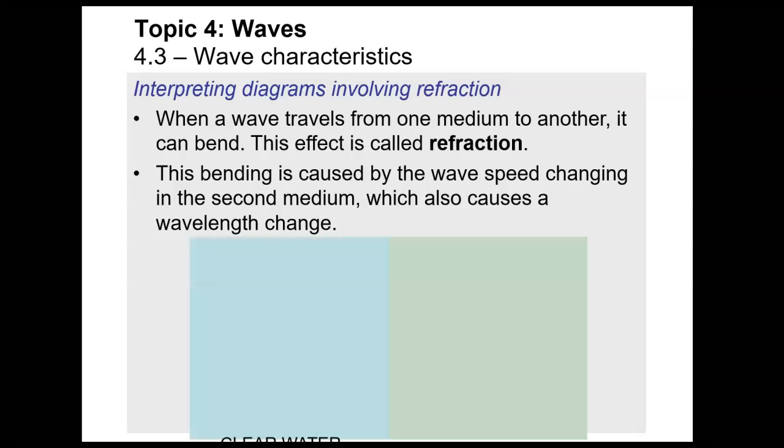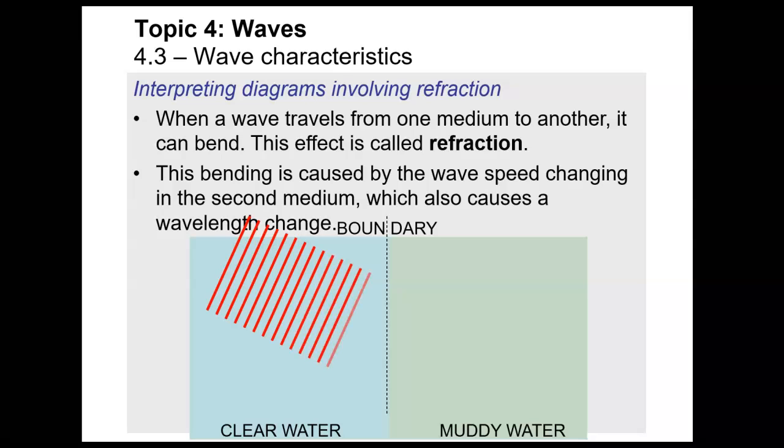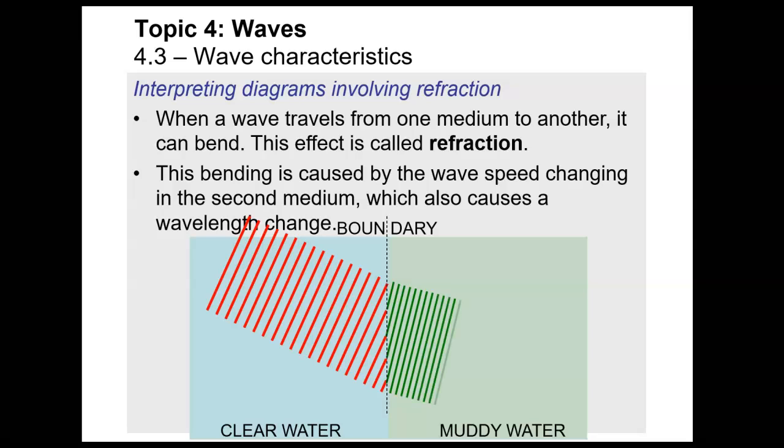Okay, so here's an example. Let's say you have two media, clear water and muddy water. Here's the boundary line between them. And let's say you have a wave come in. You can see the wavefronts shown on the left. And so you're going to see the refraction, the bending, when it goes from the clear water to the muddy water. Now these green wavefronts represent the refracted wave. And notice you can tell looking at the wavefronts that the wavelength is actually smaller in the muddy water than it is in the clear water. And that's because the muddy water is harder for the wave to travel through.